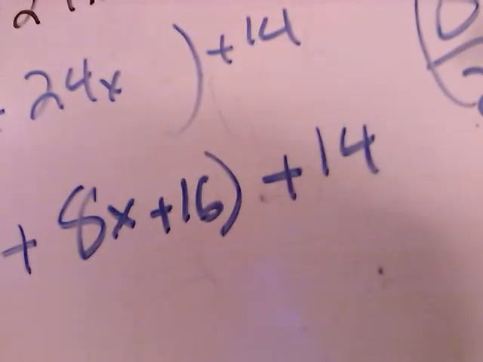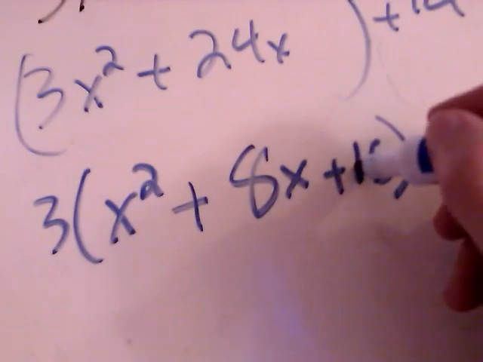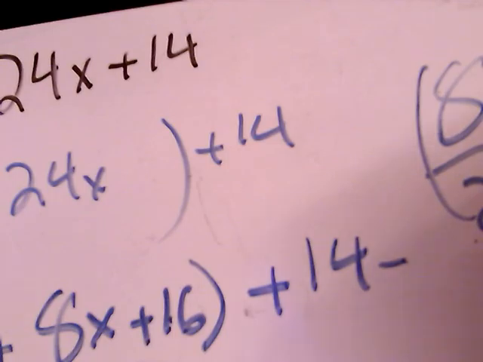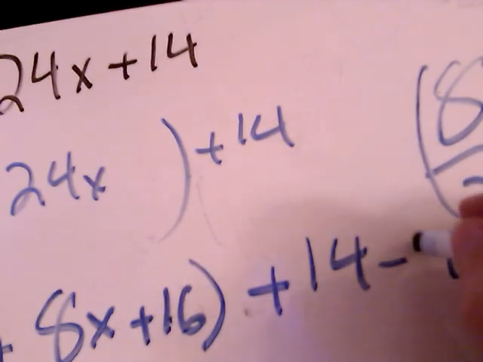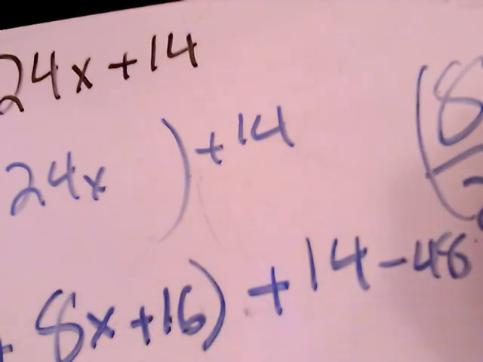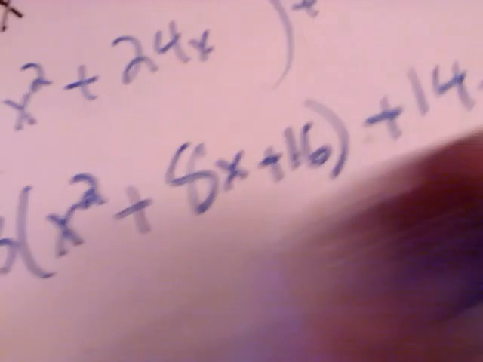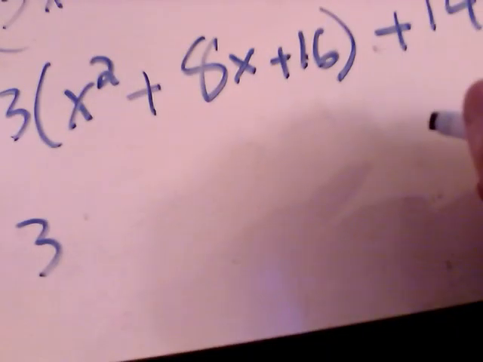But I do not take minus 16 out here. I take 16 times 3 and get 48, so let me subtract 48 out here because that's 16 times 3. So what I'm going to do is put the 3 here.